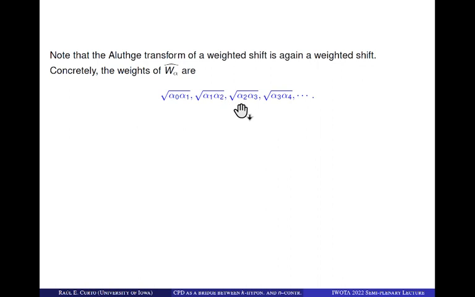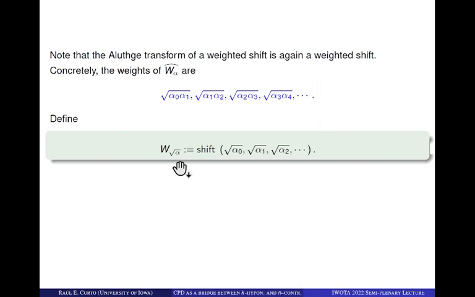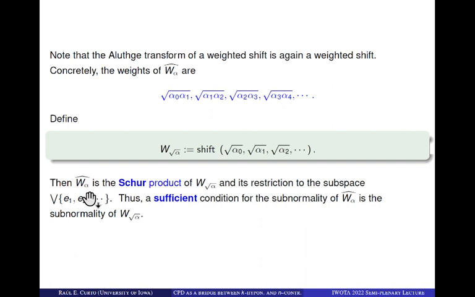One is alpha 1, the other is alpha 2, one is alpha 3, the other is alpha 4, and so on. Now, that brings to the surface the square root shift, which is a shift where you take the square root of all the weights, and we conclude that the Aluthge transform is the Schur product of this shift and its restriction to the subspace E1, E2, E3, because one of them will start radical alpha 0, radical alpha 1, radical alpha 2, the other radical alpha 1, radical alpha 2, radical alpha 3, and then you multiply the two doing the Schur product, entry by entry, and so you get the Aluthge transform.